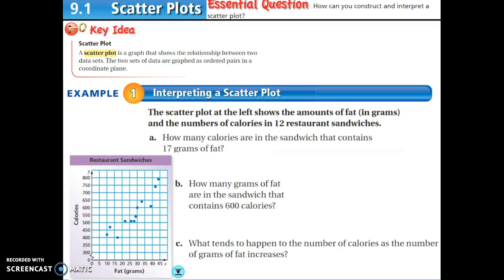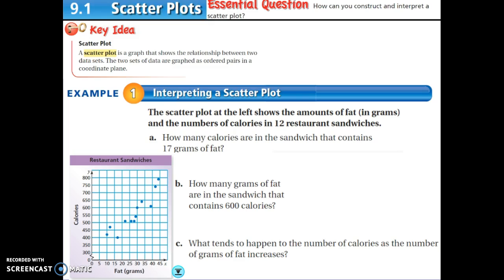Hello and welcome. Today we're going to be covering 9.1, our first section of Chapter 9, which is on scatter plots. Under our key idea, we can see that a scatter plot is a graph that shows the relationship between two data sets. The two sets of data are graphed as ordered pairs in a coordinate plane.